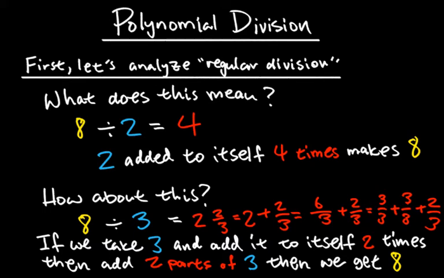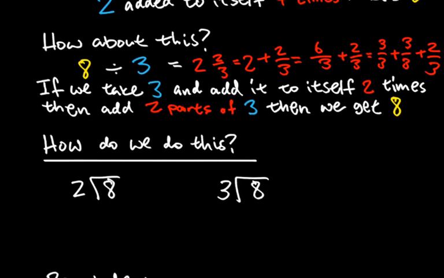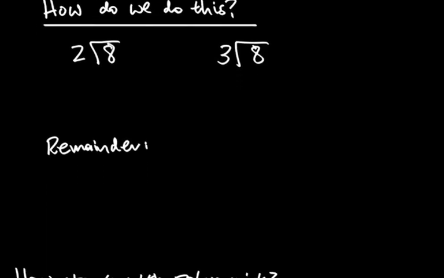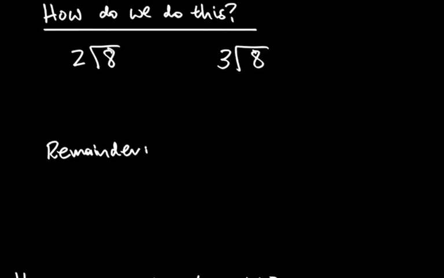So we have 2 and then 2/3. Or you can think of 3 over 3 plus 3 over 3 plus 2 over 3. So how many full 1/3 pieces can we get in order to get 8? Alright, so let's look at this then. So how do we do this?